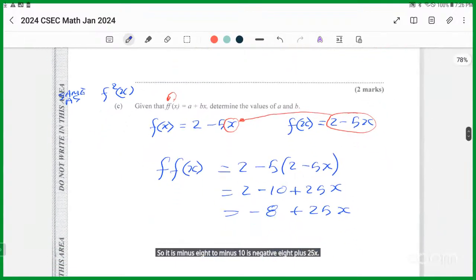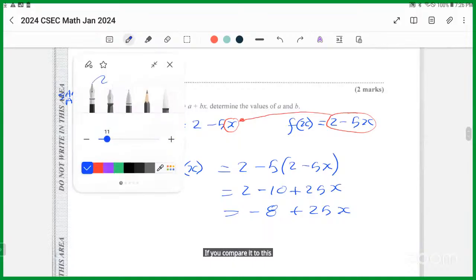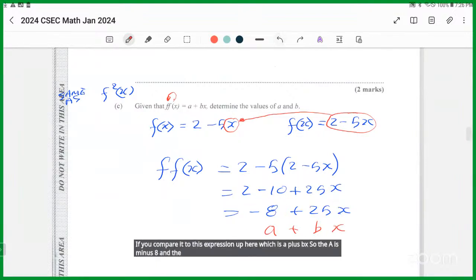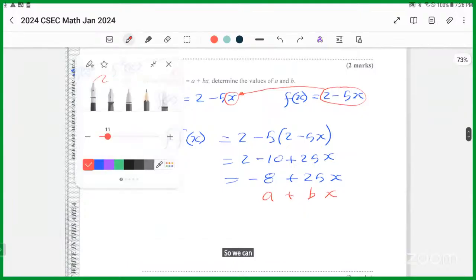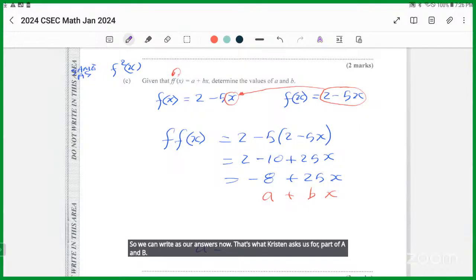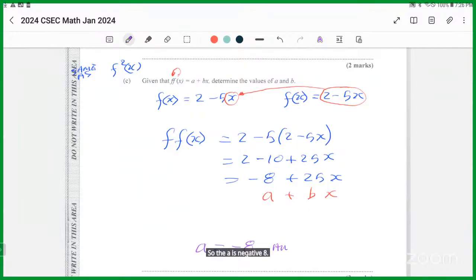If you compare it to this expression up here, which is a plus bx, you see that the a is minus 8 and the b is 25. So we can write those as our answers now. That's what the question asks us for, the value of a and b. So the a is negative 8 and the b is 25. Those are your answers.